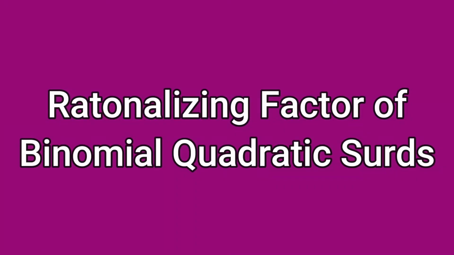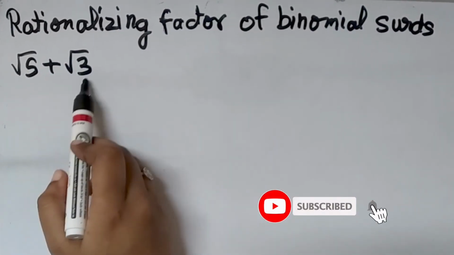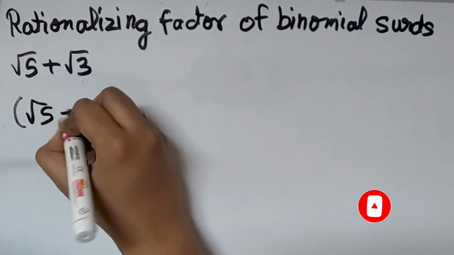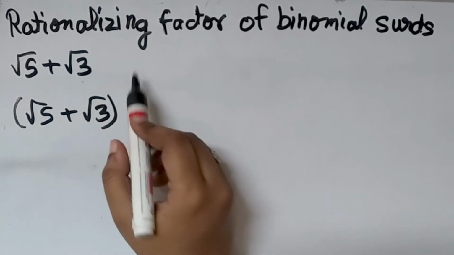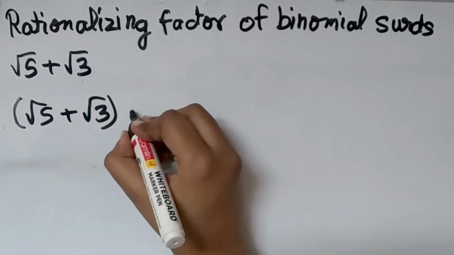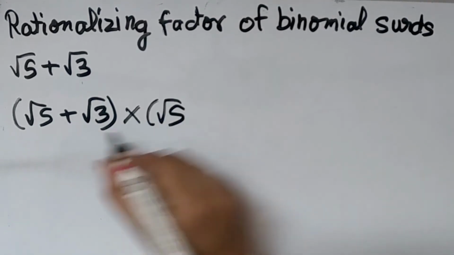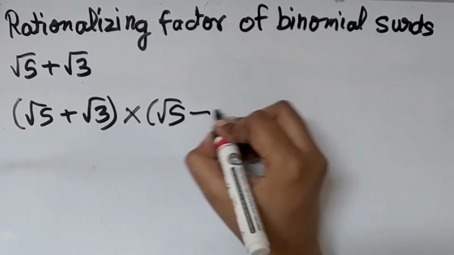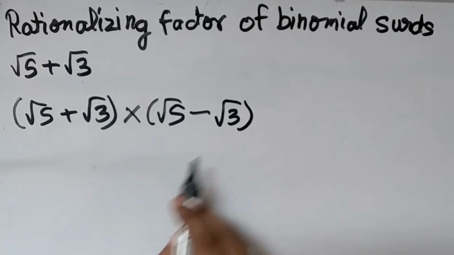Okay, rationalizing factor of binomial quadratic surds. So this is the binomial surd. Now we have to find the rationalizing factor of this surd, root 5 plus root 3. So here we will multiply this with its conjugate pair. Root 5 plus root 3 is there, no? So here we will multiply it with root 5 minus root 3. So root 5 plus root 3, root 5 minus root 3.